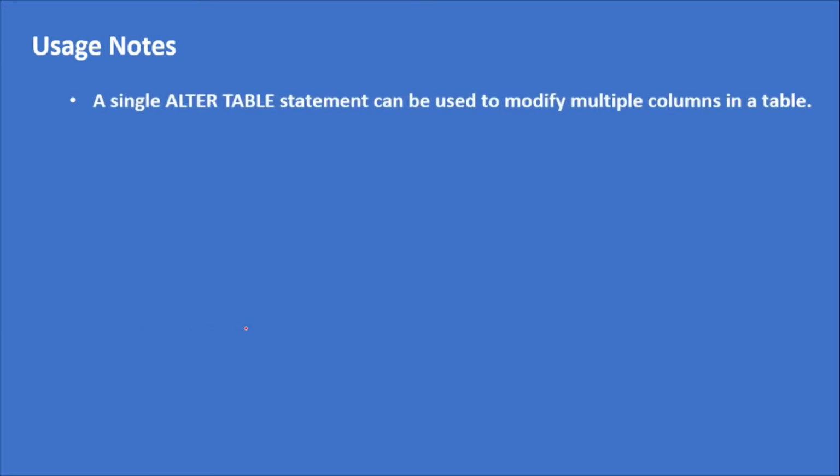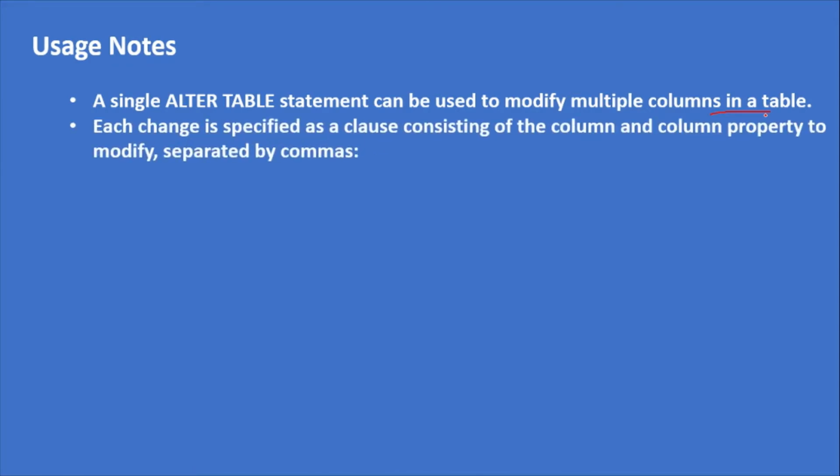We need to remember the usage notes below. A single alter table statement can be used to modify multiple columns in a table. As I said in the syntax, by separating with commas we can modify multiple columns in a single alter statement. Each change is specified as a clause consisting of the column and column property to modify, separated by commas.